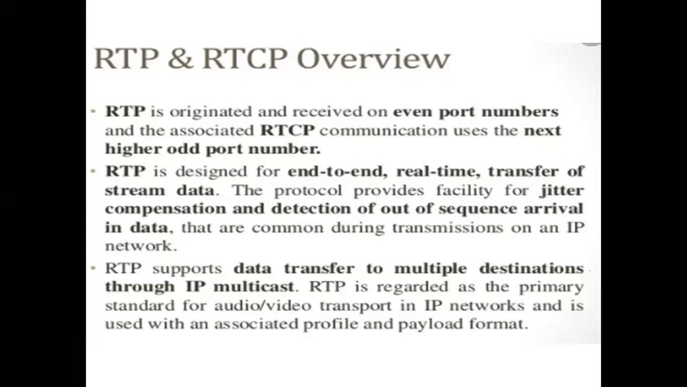Jitter compensation and detection of out of sequence arrival in data are common during transmission on an IP network. RTP supports data transfer to multiple destinations using IP multicast. How multiple destinations? Suppose you are doing a conference call. Whatever you are speaking, that information is transmitted to multiple users.